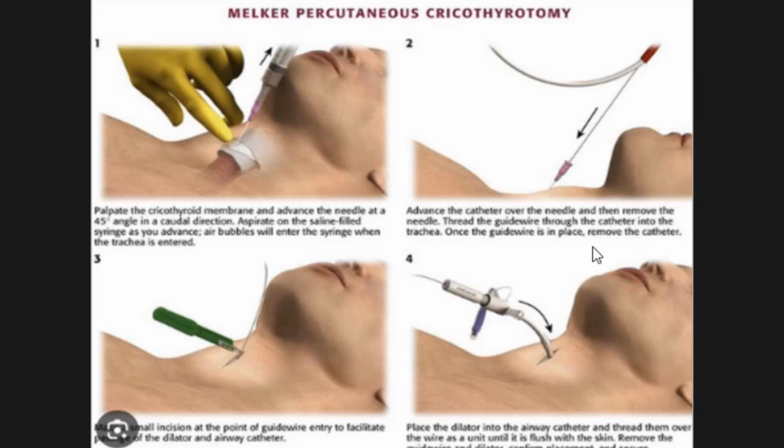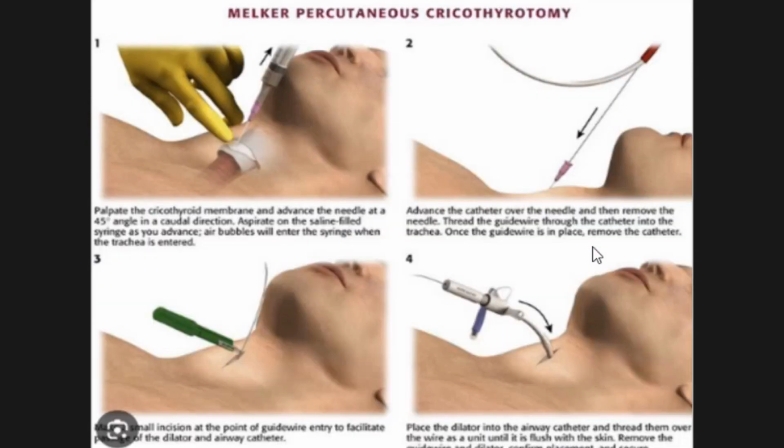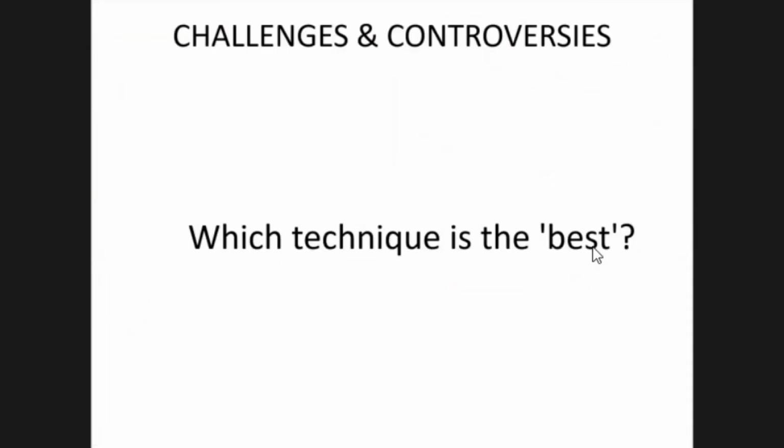So here, once we insert the needle, we pass the guide wire, and once the guide wire is passed, we make an incision to extend it and pass the cricothyrotomy tube over the guide wire. So here we can see that there is a dilator also. This has to be inside the tube before we insert it into the neck. And once the tube is inside, we take out the guide wire and the dilator together. That's it.